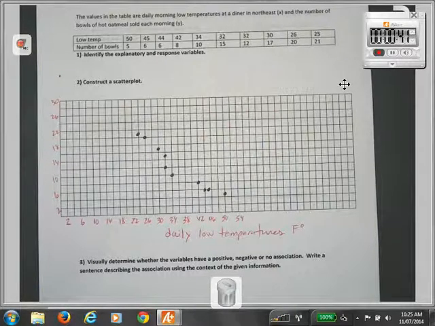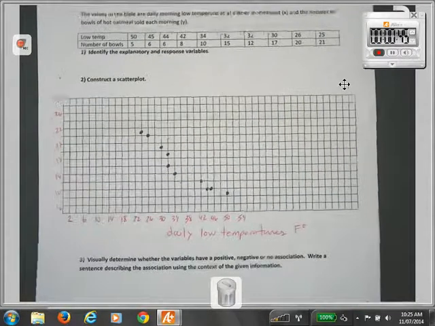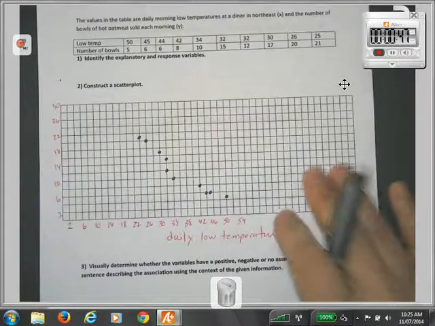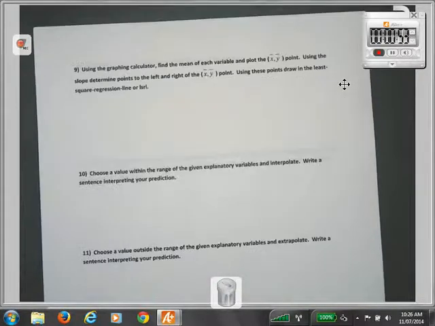We've already done 8 steps of this process. Today we're going to start with step 9. I'll be back to referring to this scatter plot in a moment, but let's look at what step 9 says. Now you have a list of steps. It only looks slightly different than this because I gave myself some room to write. In step 9, it says, using the graphing calculator, find the mean of each variable and plot the point x bar, comma, y bar.